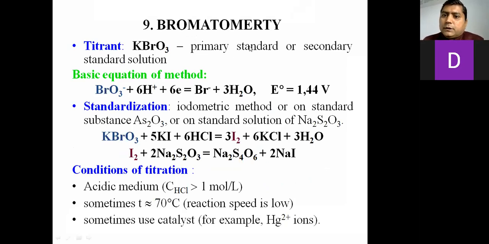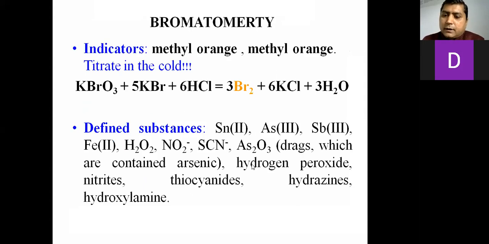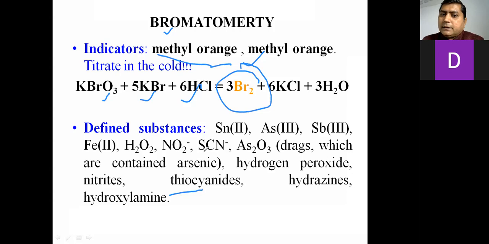Bromometry: potassium bromate is used here, and a primary or secondary standard solution can be used. In the bromometric method, potassium bromate is used, and the rest is similar to what we have discussed. In your syllabus, know the meaning of these methods, their advantages, and the indicators we can use. The indicator is methyl orange in bromometry titrations. Potassium bromate reacts with potassium bromide and HCl, bromine is liberated, and bromine can be ascertained by thiocyanate as an indicator.